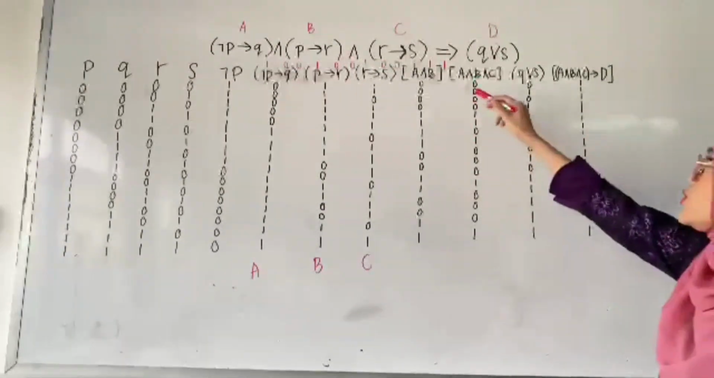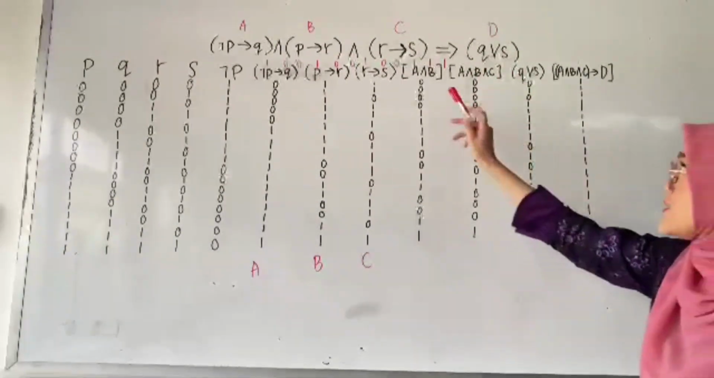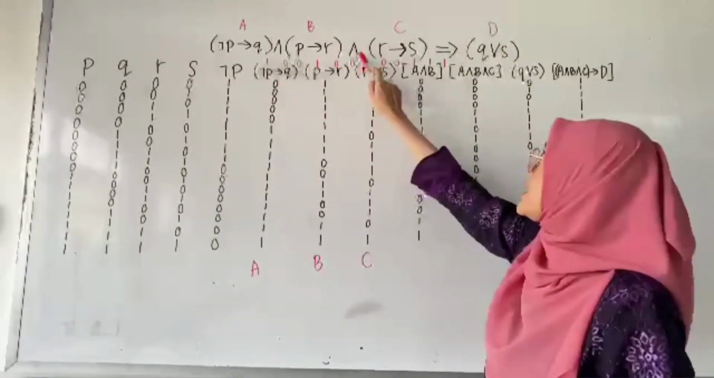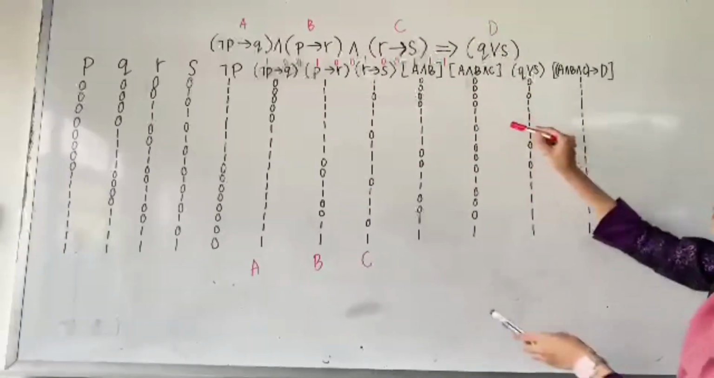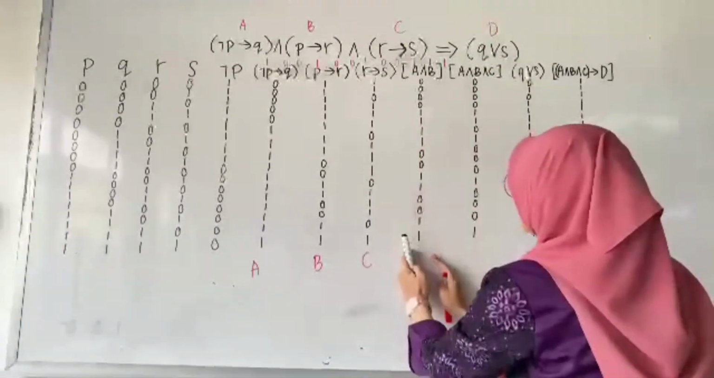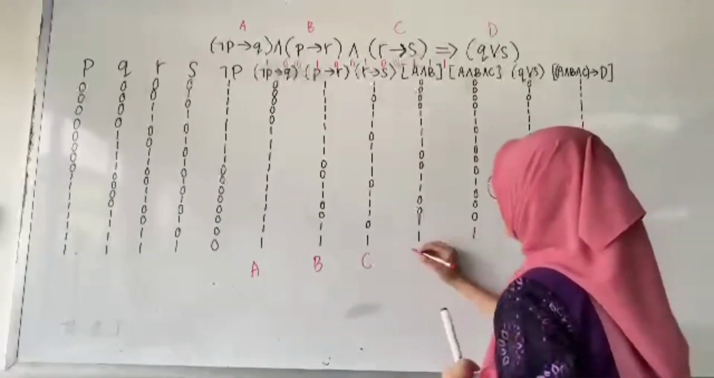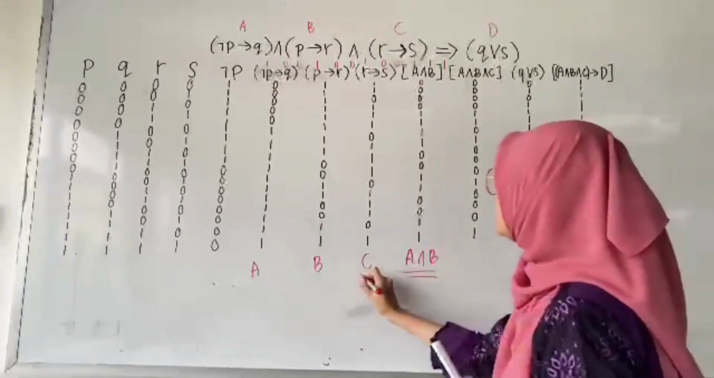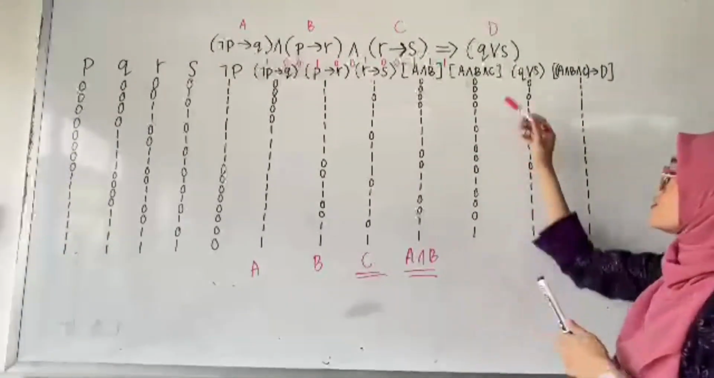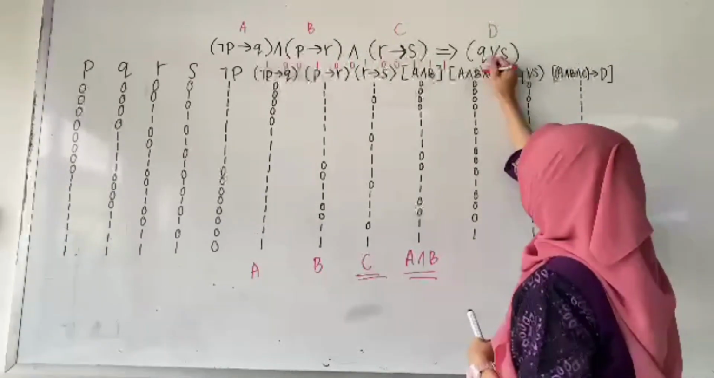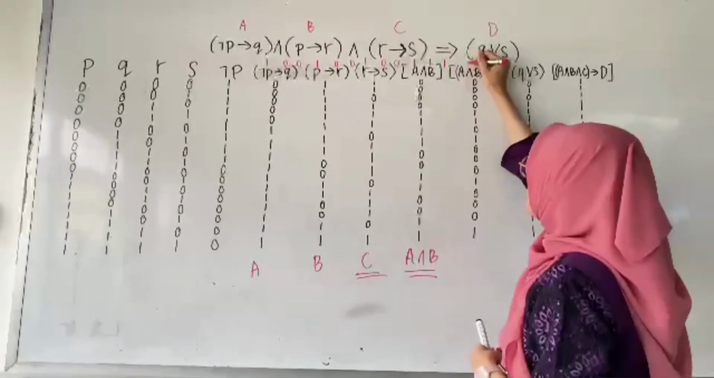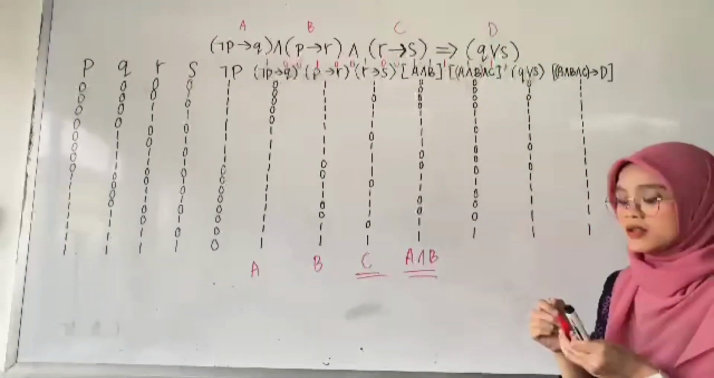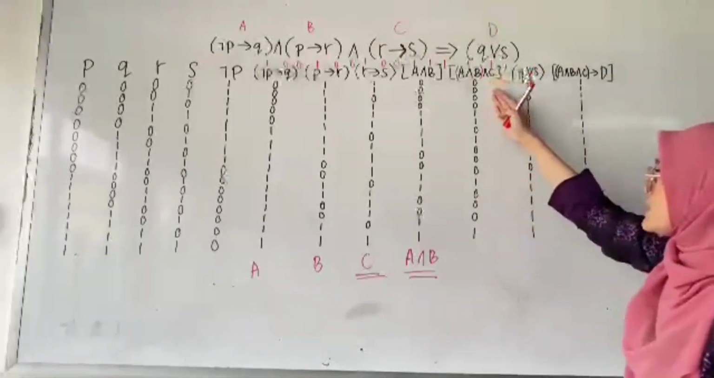We move on to A and B and C, which is not P implies Q and P implies R and R implies S. Here we look at the column A and B, and the column C. If A and B is 1 and C is 1, we get 1, and the rest is false. So here is the answer.